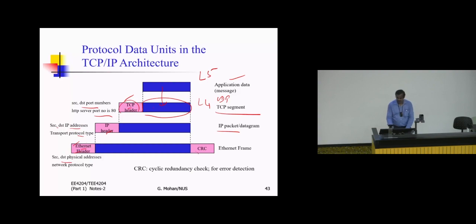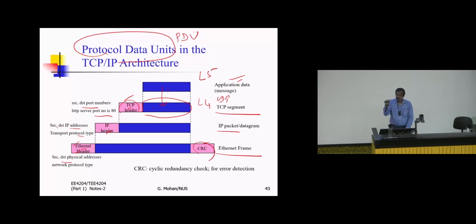And also it attaches a few bits at the end, which we call error detection bits. CRC is the method, cyclic redundancy check; CRC bits are added here. Later we will see why it's added at the end, not in the beginning. So this we call an Ethernet frame. If it's Wi-Fi, we call it a Wi-Fi frame. So the naming is important: message or data, application data, segment, then packet or datagram, then frame. The next layer, we call it bits or signals, let's say bits. Is that okay?